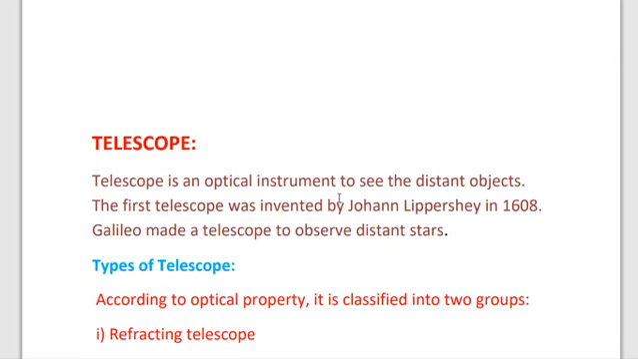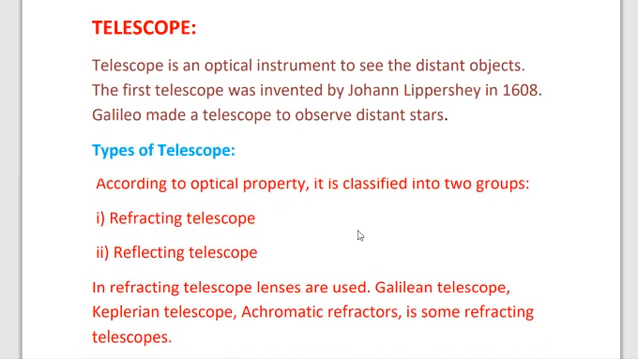Then the next topic, telescope. A telescope is an optical instrument to see distant objects. The first telescope was invented by Johann Lippershey in 1608. Galileo made telescopes to observe distant stars.